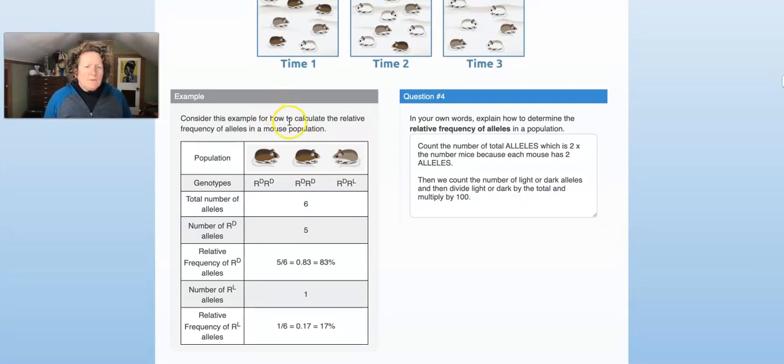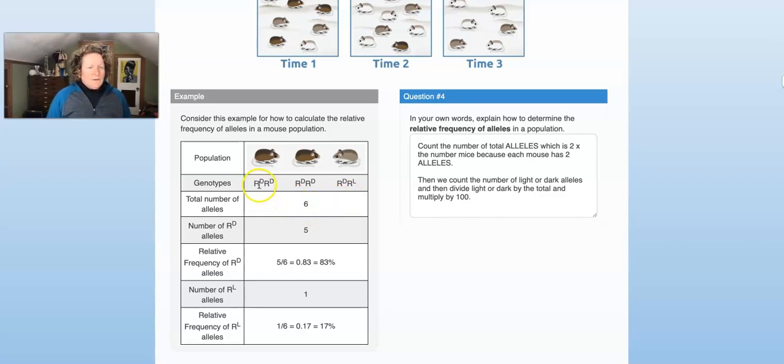Consider, for example, how to calculate the relative frequency of alleles in a mouse population. So we have 3 mice in this population, 2 dark mice who both have copies of the dark allele, and one medium mouse who has a copy of dark and a copy of light. Because each mouse has 2 alleles, we can count 1, 2, 3, 4, 5, 6, or we can just go 3 times 2. 3 mice times 2 alleles each equals 6 total alleles.